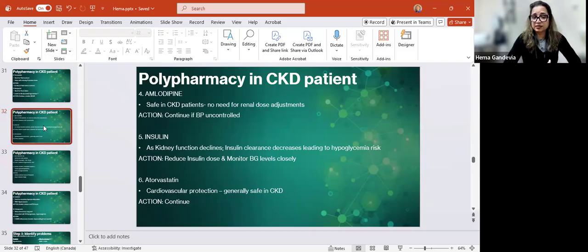Next is atorvastatin, which is good for cardiovascular protection and is generally safe in CKD as it's not renally cleared. We can continue with this medication. I would say if you have a patient on rosuvastatin and he's got CKD, I would safely transition over to atorvastatin for such patients.